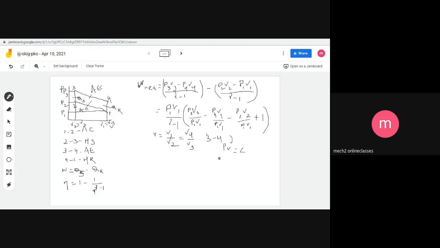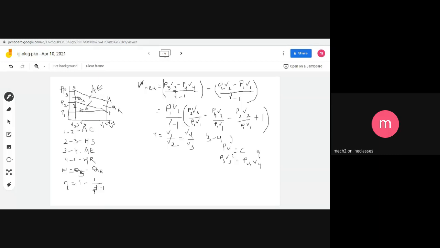P3 V3 to the power gamma is equal to P4 V4 to the power gamma.